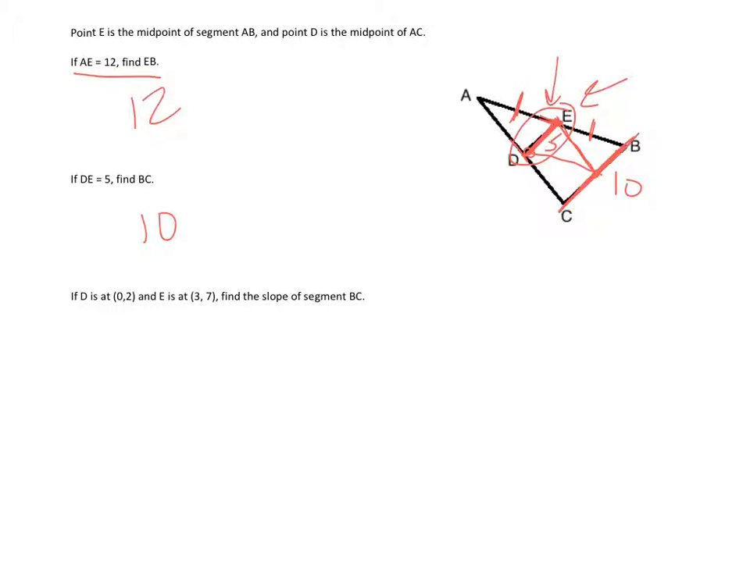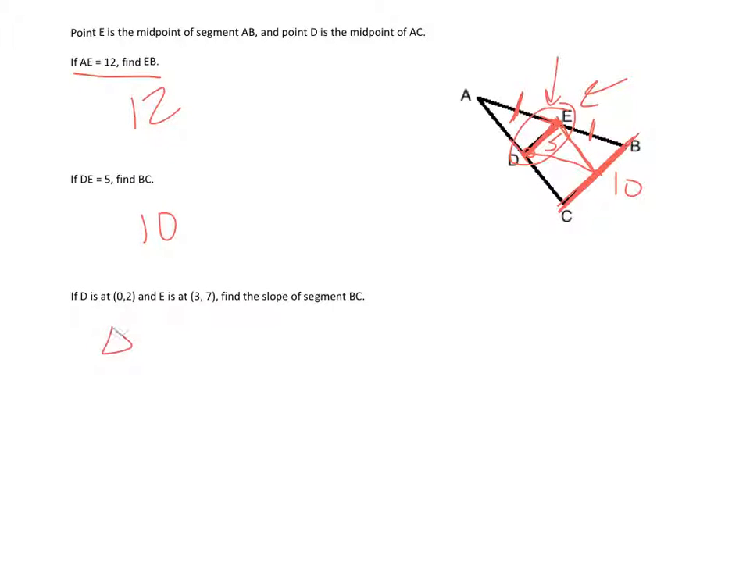The other is that it is parallel, and you can see it looks parallel to the third side of the triangle. So those are the 2 things. Here it says if D is at 0, 2 and E is at 3, 7, find the slope of BC. So let's start by finding the slope of DE.